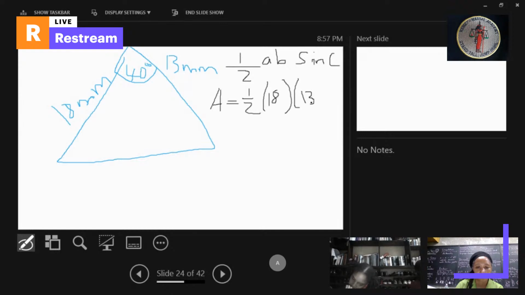So half of 18 is 9, times what? Write out everything first. Times sine C. What is C? The 40. Angle C, sine 40, of angle C, 40 degrees.